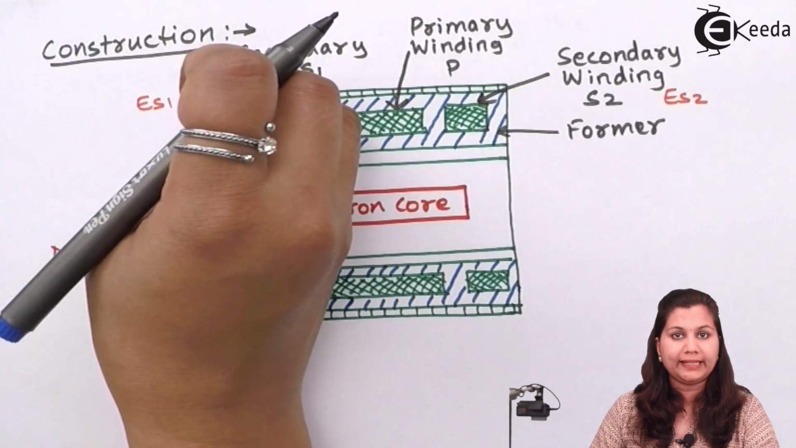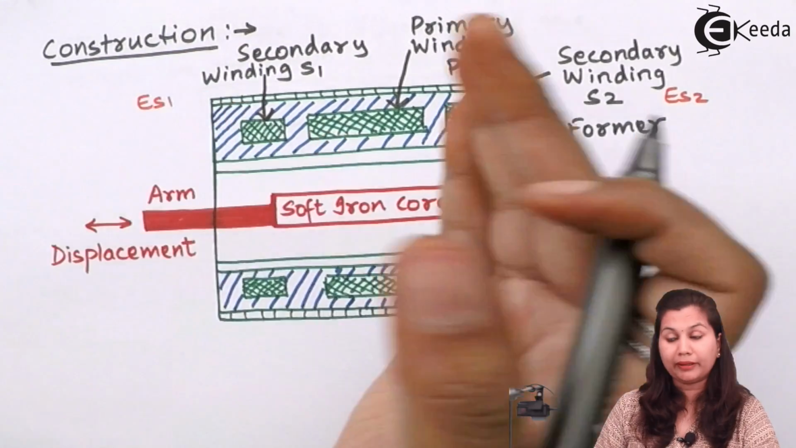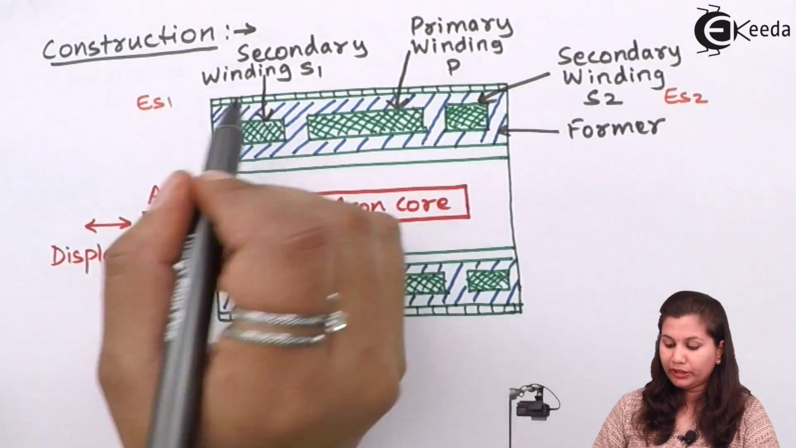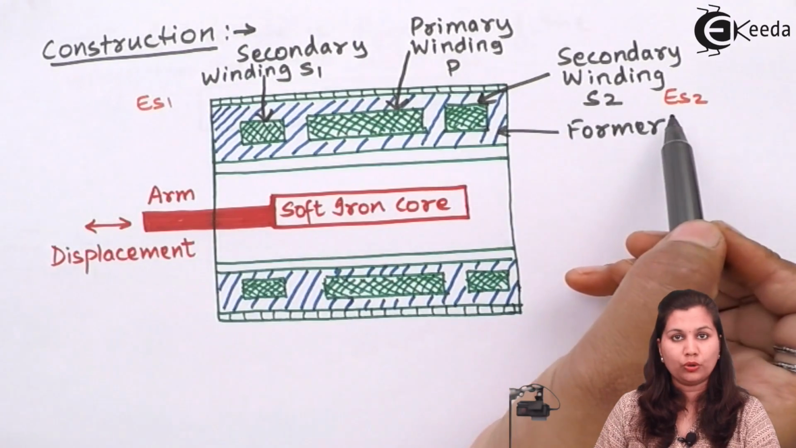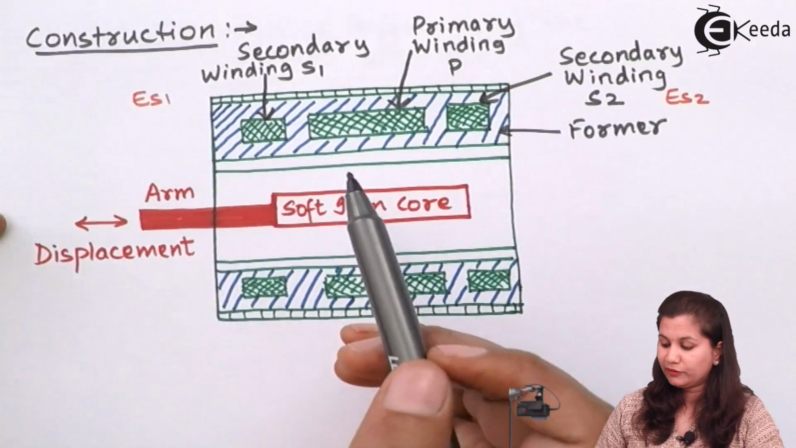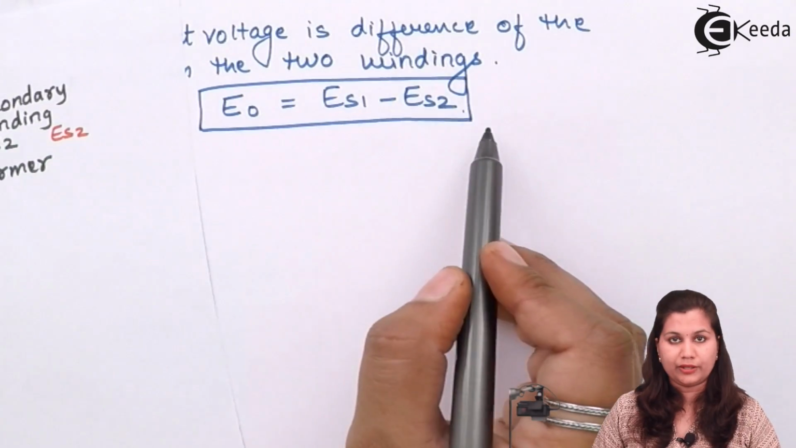Now when this soft iron core is moved to the left position, the flux linked with the secondary winding S1 will be more as compared to S2. So ES1 will be greater than ES2, and the output voltage will be ES1 minus ES2.